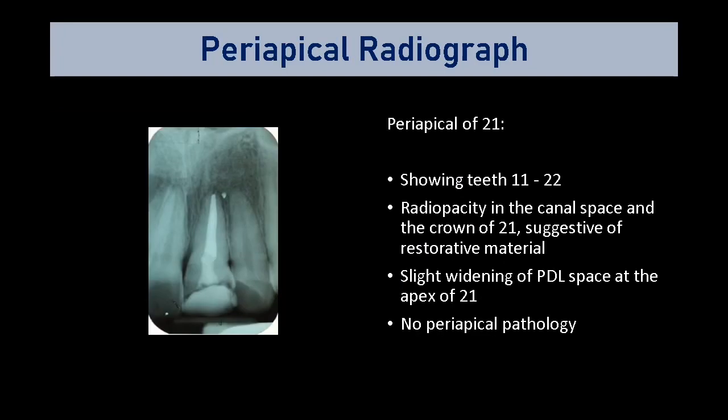Next is the periapical of 2-1, showing teeth 1-1 to 2-2. There is radiopacity in the canal space and the crown of 2-1, suggestive of restorative material. There is slight widening of PDL space at the apex of 2-1, and there is no periapical pathology.